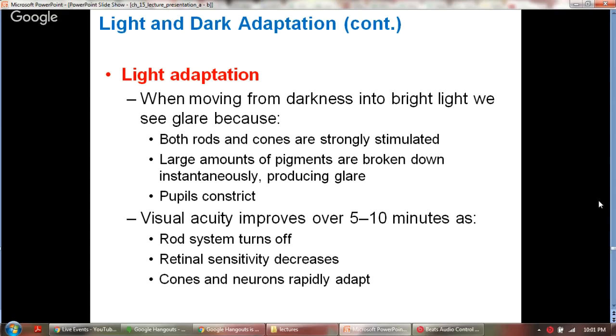So the pupil starts to constrict, and visual acuity improves over 5 to 10 minutes as the rod system turns off. Then the retinal sensitivity decreases, and the cones and the neurons rapidly adapt.